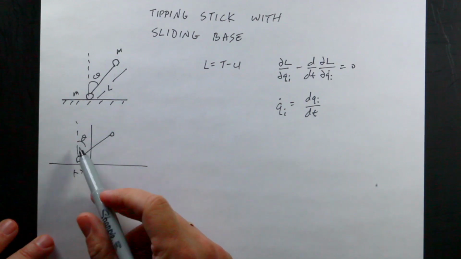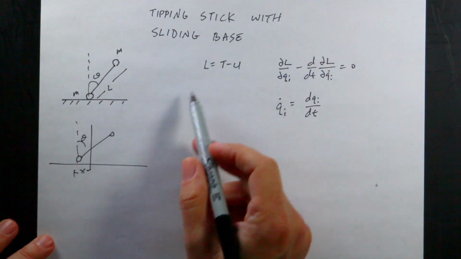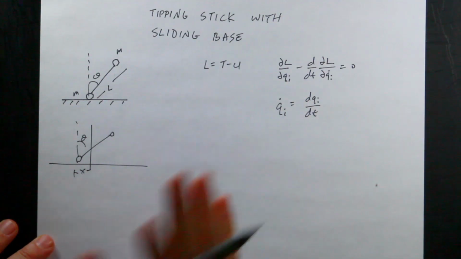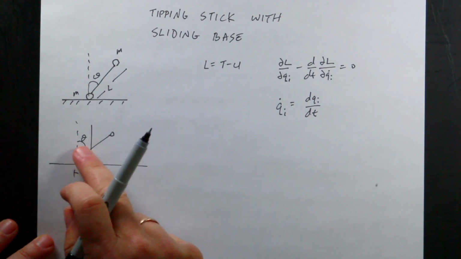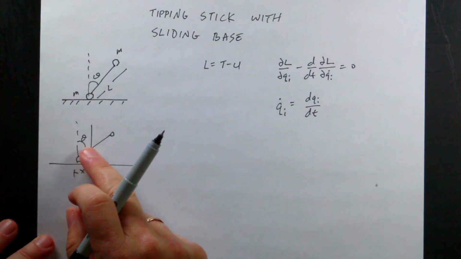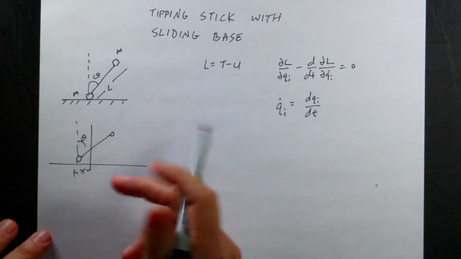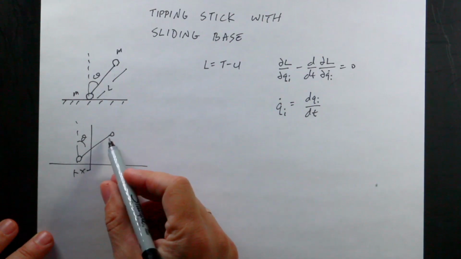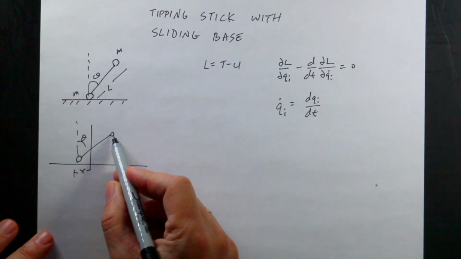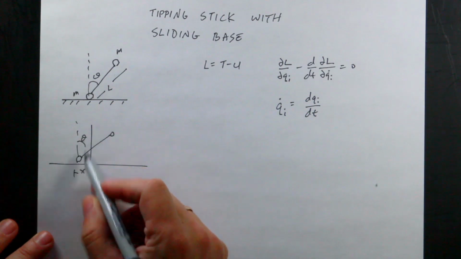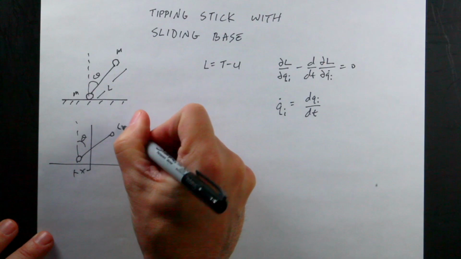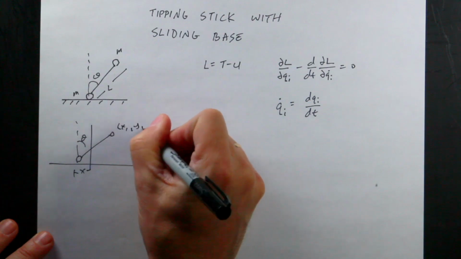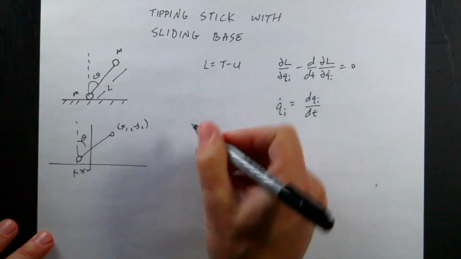So I need to write the kinetic energy term and the potential energy term. Now, I can't just write kinetic. I probably could, but I'm not just going to write the kinetic energy term in terms of theta because it's not so easy, right? So instead, what I want to do is to describe this in Cartesian coordinates in relationship to these generalized coordinates. So I'm using x, and let's say the position of this is going to be x1, y1. So now I can write the kinetic energy.